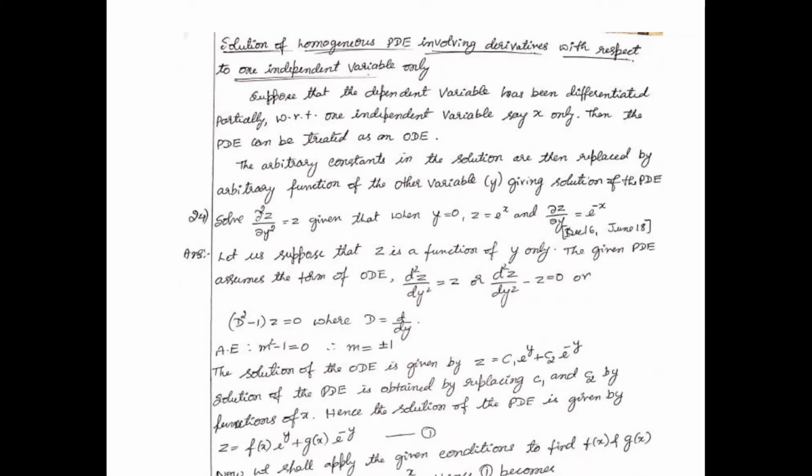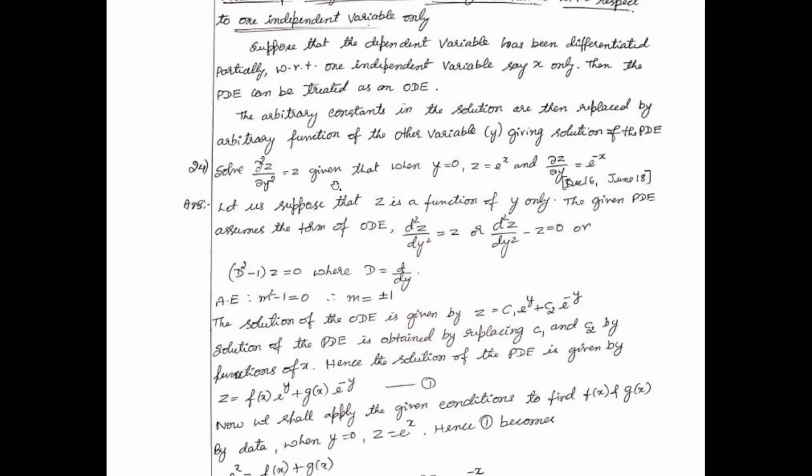So here a differential equation is given, dou square z by dou y square equal to z, given that when y equal to 0, z equal to e power x, and dou z by dou y equal to e power minus x. So let us suppose that in the given differential equation, z is a function of y only. Then this is the given partial differential equation.